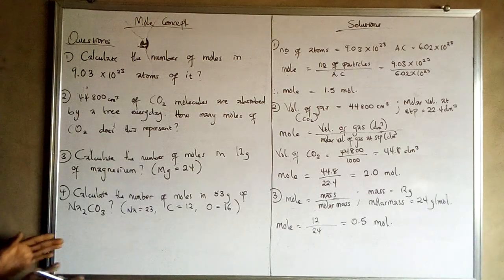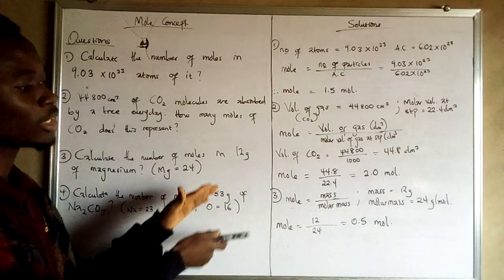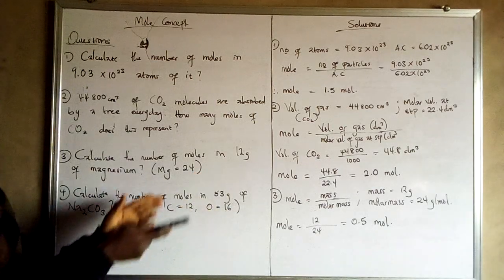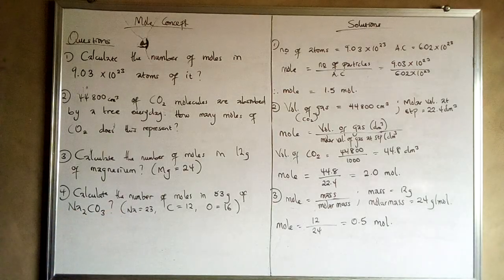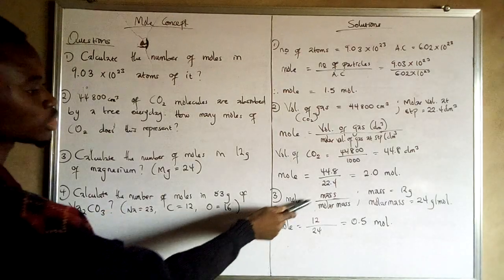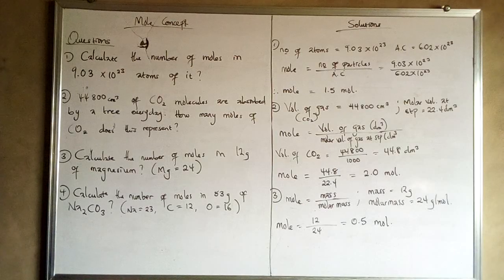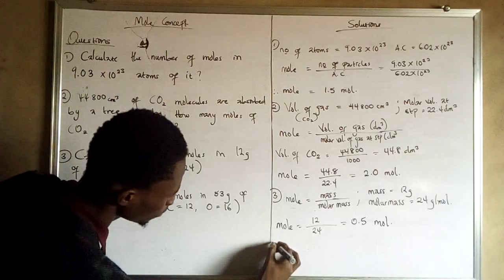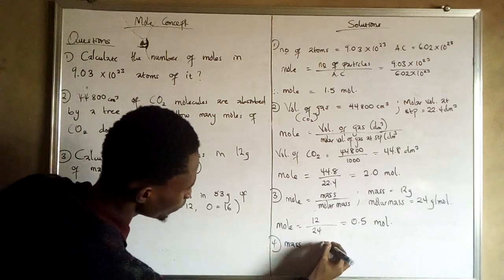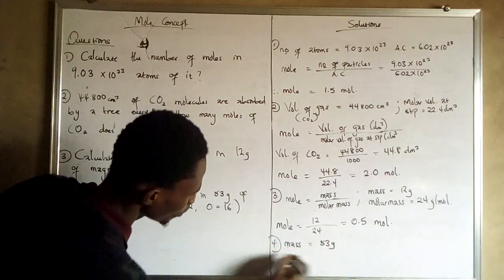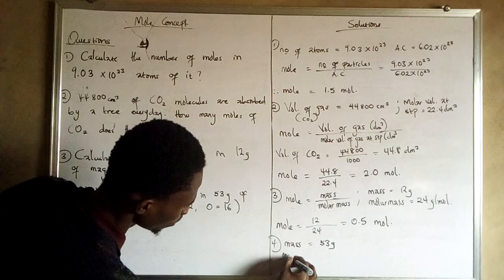To solve this question, we have to use the same method we used in number 3. And what's the method? Using this formula: mole is equal to mass over molar mass. So what's the mass? The mass given in the question is 53 grams. So what's the molar mass?